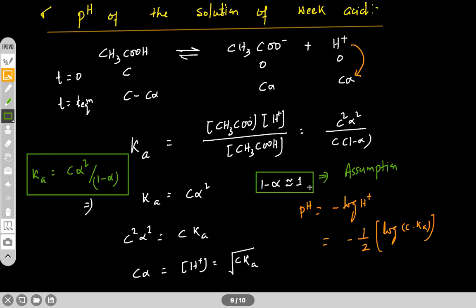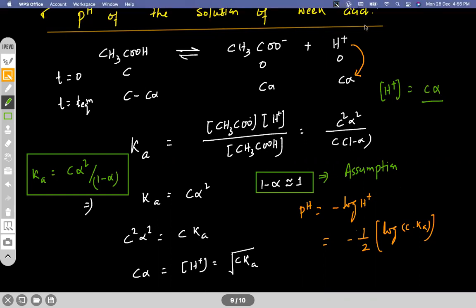So if we are not able to take this assumption, then we need to solve this quadratic to find out alpha. We solve this quadratic, we'll get alpha, and H plus concentration is always C alpha. This gives you the exact calculation actually. In order to calculate alpha easily, we take this assumption. If you can't take it, solve this quadratic, get the value of alpha, substitute here, find H plus and then pH. This is what we need to do. Did you understand what I said just now?